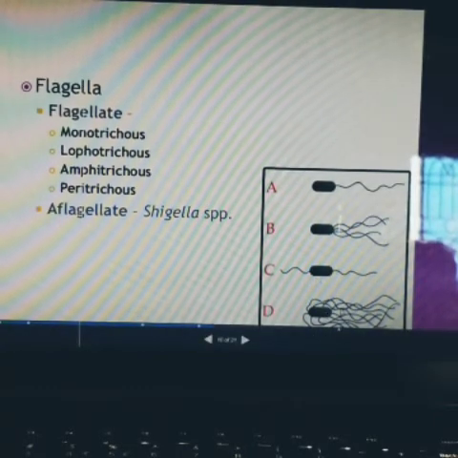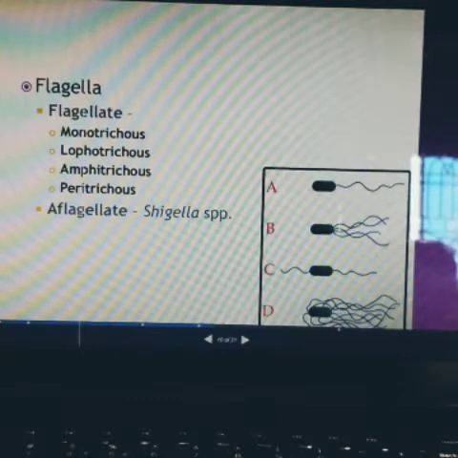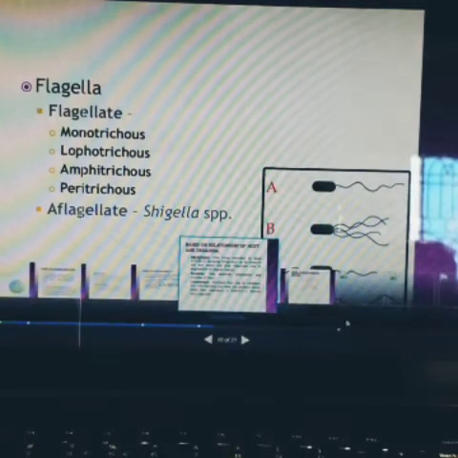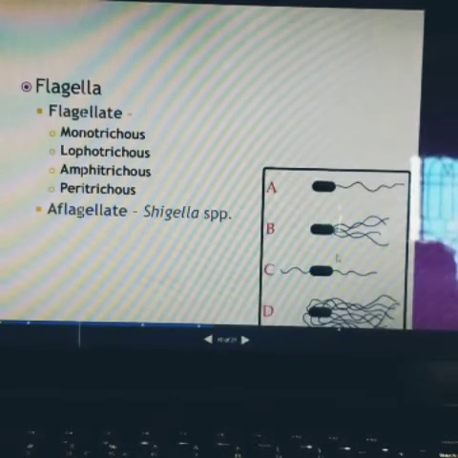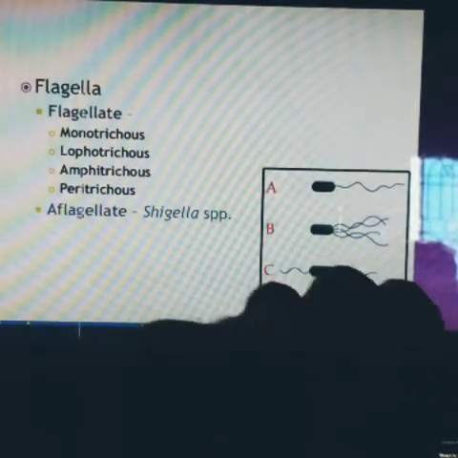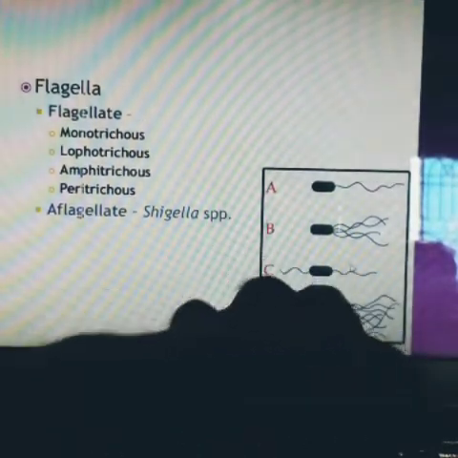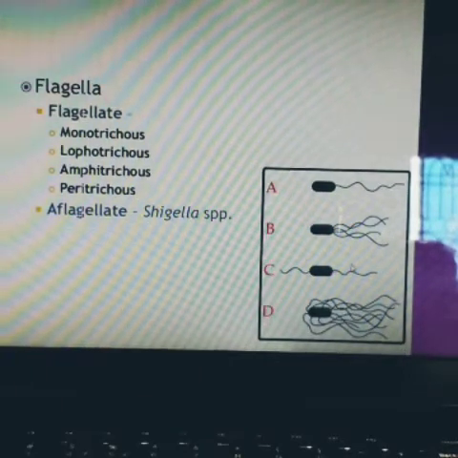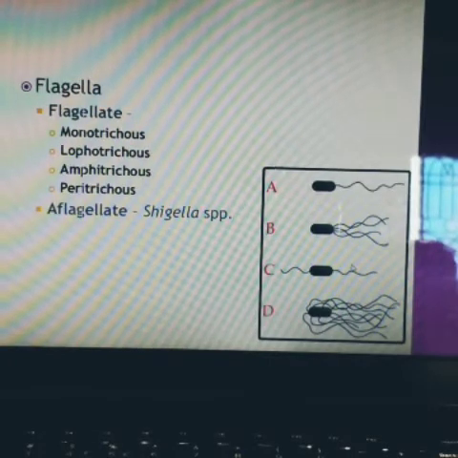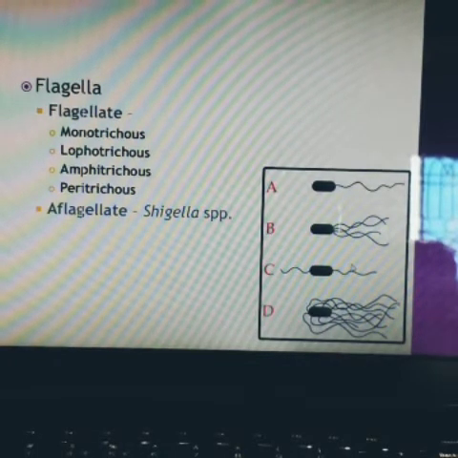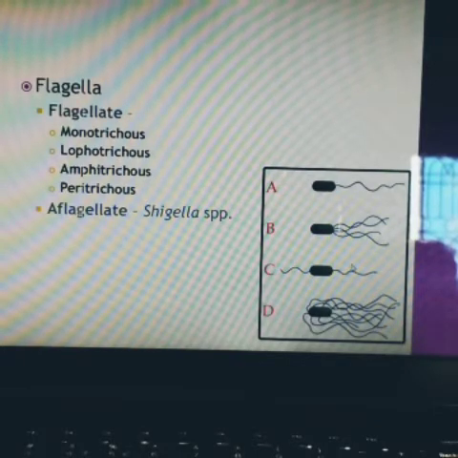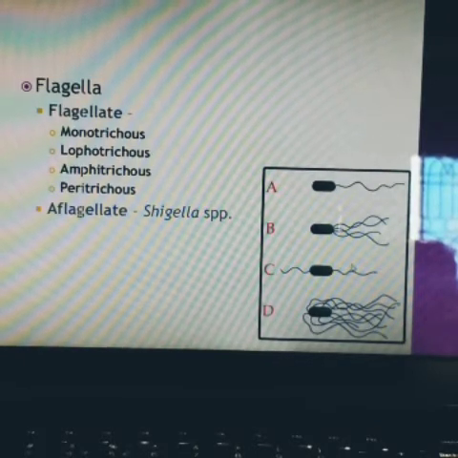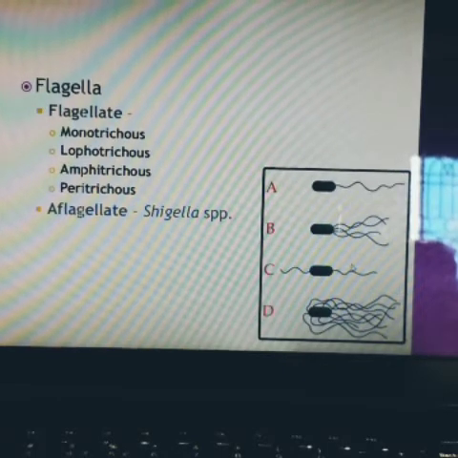And the last one, peritrichous bacteria. Here the bacteria contain flagella all around. Such kinds of bacteria are called peritrichous bacteria. We can easily observe this bacteria. So this is a peritrichous bacteria. Another one is non-flagellated bacteria. An example is the Shigella species, which is non-flagellated.